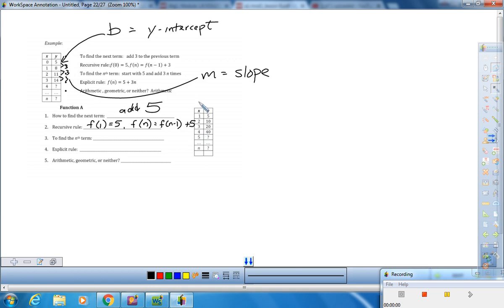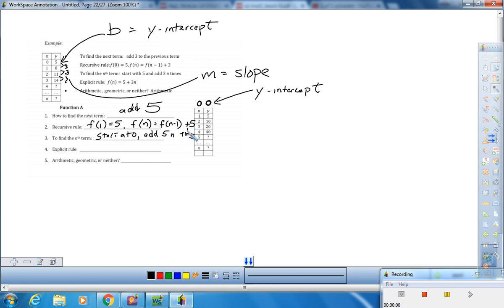Okay, to find the nth term. Well, let's see what our y-intercept would be. So if we had a 0, we follow the pattern, our y would be 0. So this is our y-intercept. So start at 0, add 5 n times.